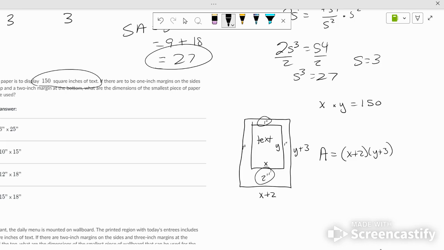So we need to get rid of one of these variables here. How can I get rid of it? Well, I take my original equation and divide both sides by X or Y, it doesn't matter. I'll divide by X. So Y equals 150 over X. Then what we're going to do is replace our Y with 150 over X.